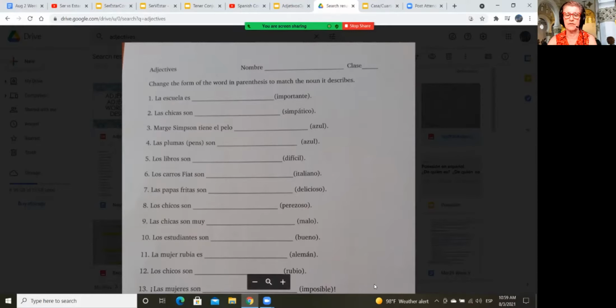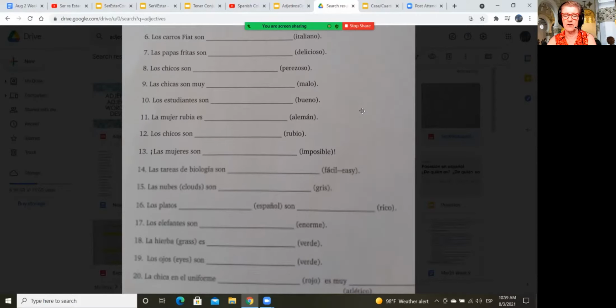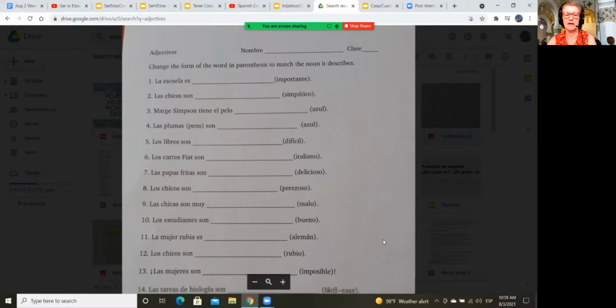There are going to be one or two of those I'm going to tell you to skip because there are some hard ones in there, but not too many. You'll probably only skip a couple of them. We'll see if you can actually use adjectives in the form they need to be in.